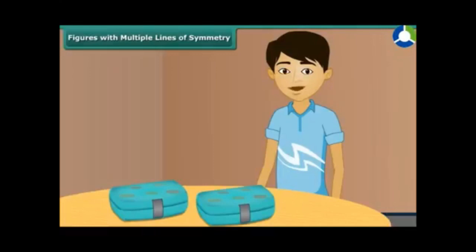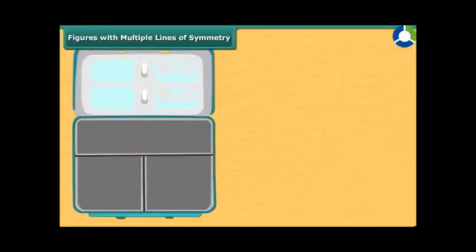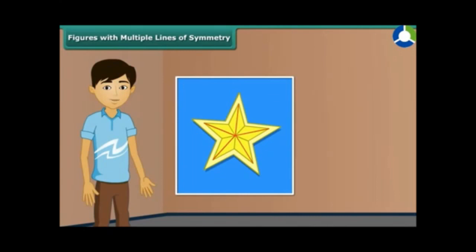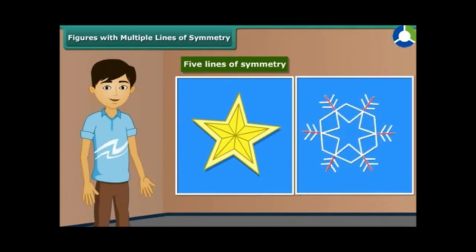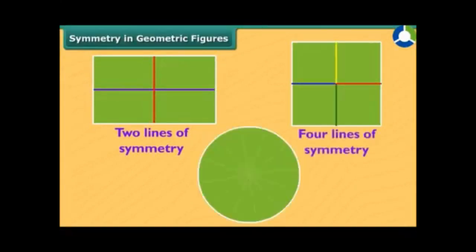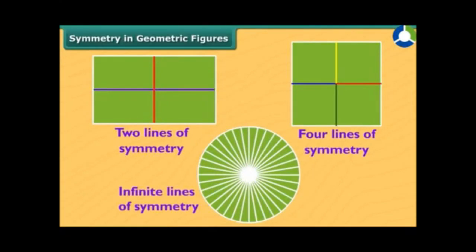Archie has two lunch boxes. One has three lines of symmetry. She doesn't like this box and keeps it away. She picks up another one. Let us check out. Oh, this box has four lines of symmetry. Children, look at this beautiful star. You can see the star has 5 lines of symmetry. What about this pattern? How many lines of symmetry does it have? It has 6 lines of symmetry. Rectangles have 2 lines of symmetry, but a square has 4. A circle has infinite lines of symmetry.